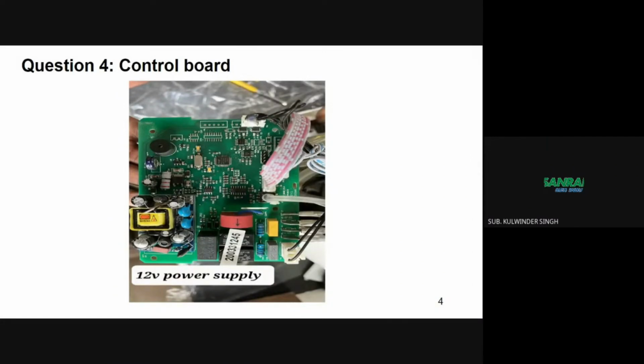If we have a new power supply available at our workshop, we can replace it, or if not available, we can use a 12-volt power supply normally available in the local market as a solution to this problem until the new part is coming from the manufacturer or somewhere. So we can use that also from the local market. So that can be the solution. Thank you.